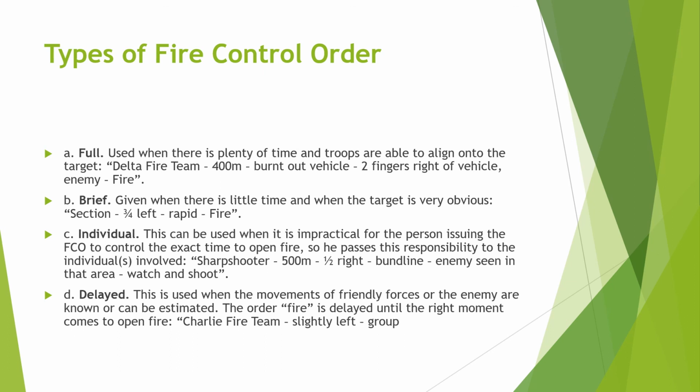Individual, this can be used when it's impractical for the person issuing the fire control order to control the exact time to open fire. So he passes this responsibility to the individual involved. Sharpshooter, 500 meters, half right, bund line. Enemy seen in that area, watch and shoot. Delayed, this is used when the movements of friendly forces or the enemy are known or can be estimated. The order to fire is delayed until the right moment comes to open fire. Charlie Fire Team, slightly left, group.